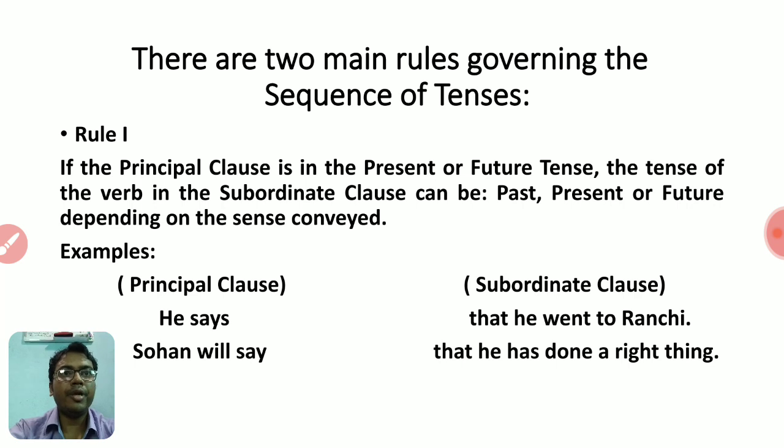There are two main rules governing the sequence of tenses. So you have to know two rules. Let's see the rules. Rule number 1. If the principal clause is in the present or future tense, the tense of the verb in the subordinate clause can be past, present, or future, depending on the sense conveyed.